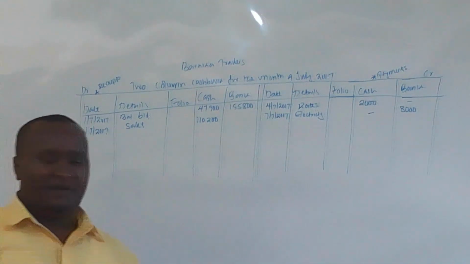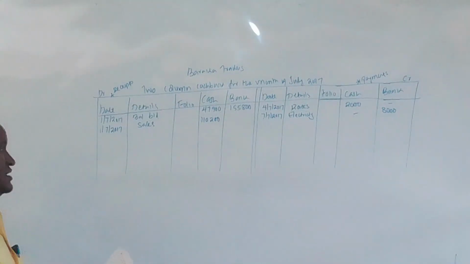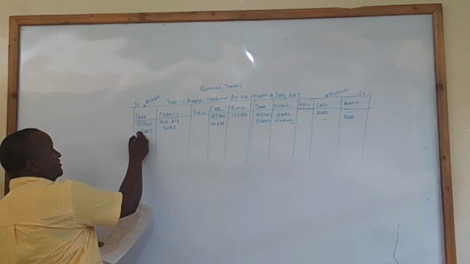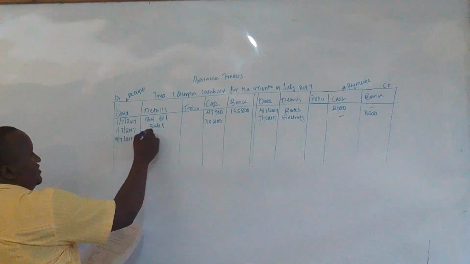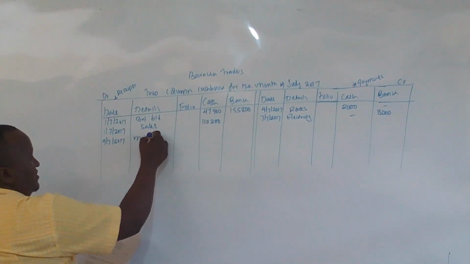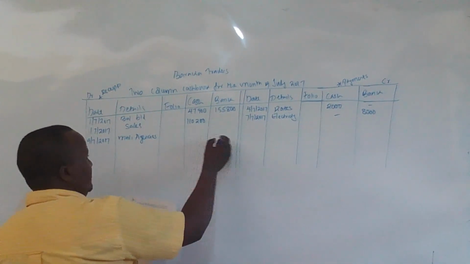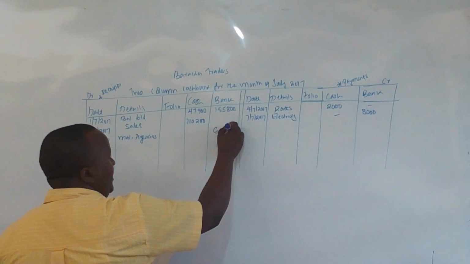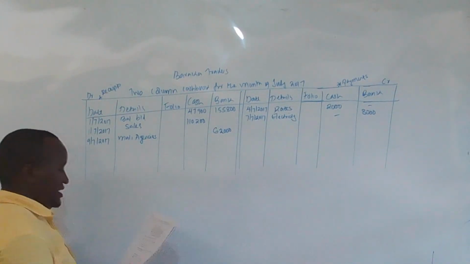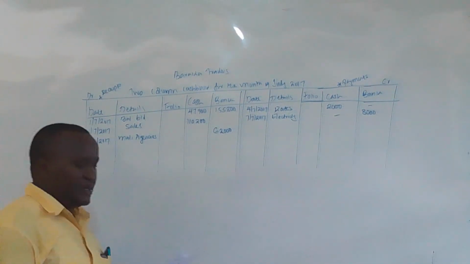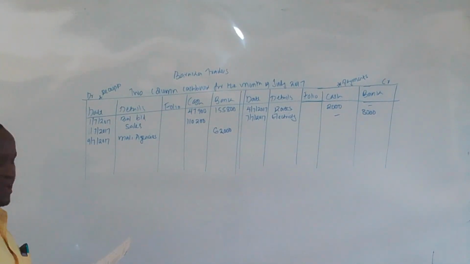Then date 9 we received a check of 62,000. So that's a receipt. Date 9, we received from money agencies. So money agencies, we received a check of 62,000. So we record in the column for bank 62,000. Then day 13, we purchased goods 53,400 and paid by check.